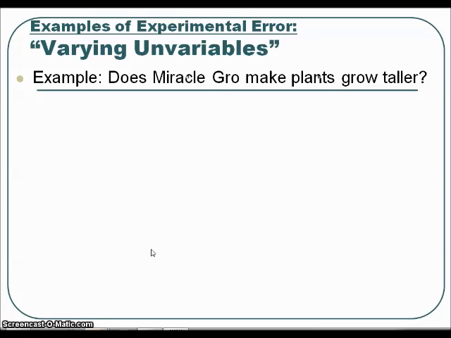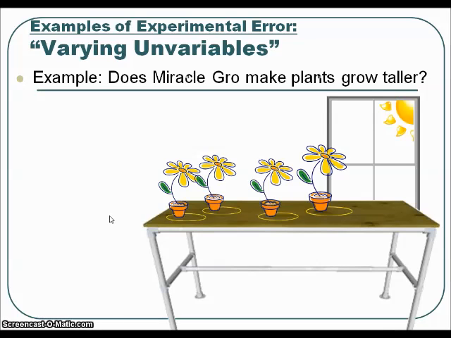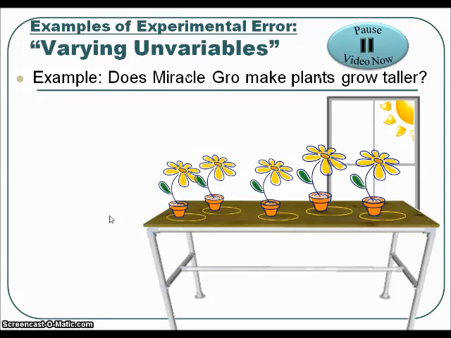So for an example of varying unvariables, we're going to take a look at an experiment, and let's say that we want to see, does adding Miracle Gro to plants make my plants grow taller? So we're going to take some plants, and some of them we'll give some Miracle Gro to, some we'll give a little bit more, and so forth. So that's my variable. And we'll set them out, we'll let them grow for a while. Now just think about this setup, and what I want you to do is pause the video for a minute and sketch down some things that might be changing that should not.